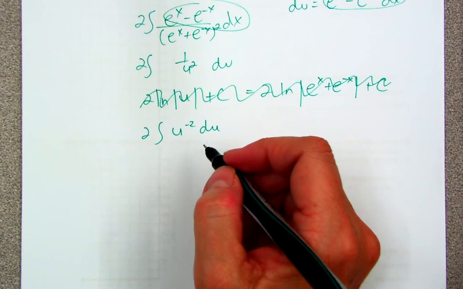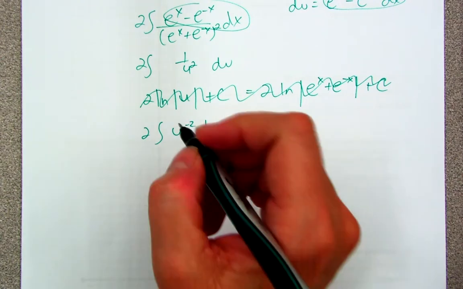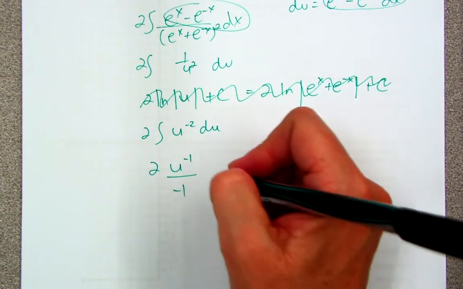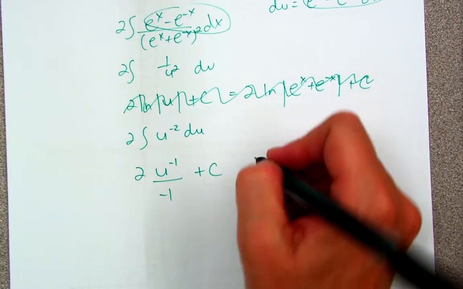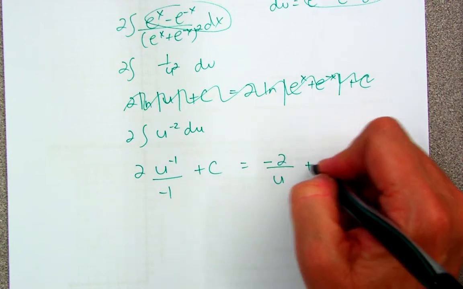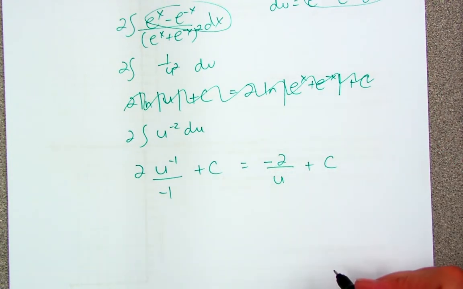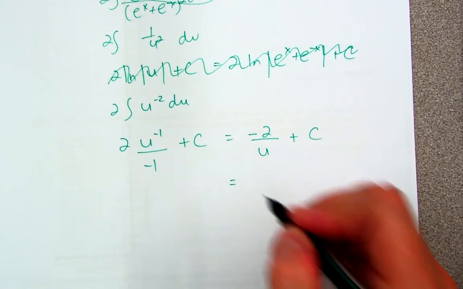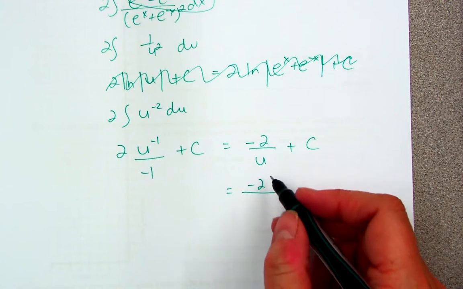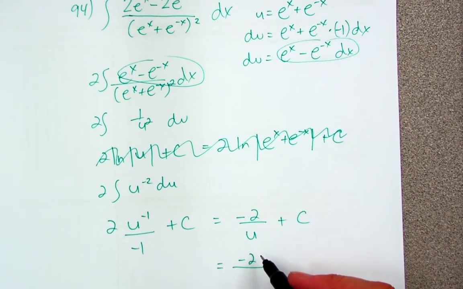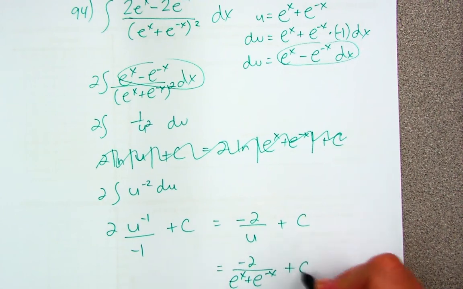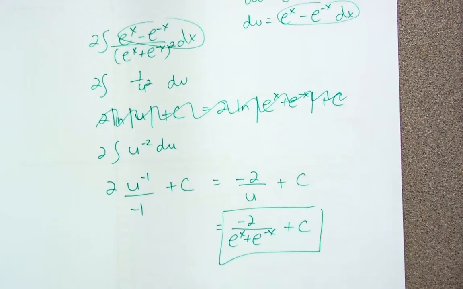Now let's go ahead and integrate. This is where I increase the power by 1, and divide by that same power, plus c. That would be negative 2 over u plus c. Now I'm going to substitute in that u. There it is: e to the x plus e to the negative x, plus c. And I am done.